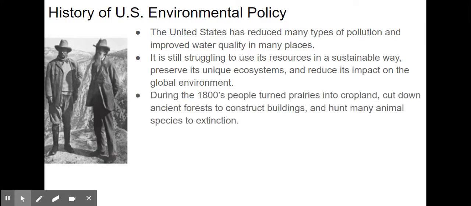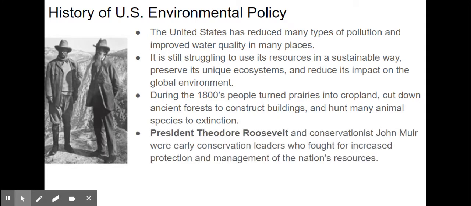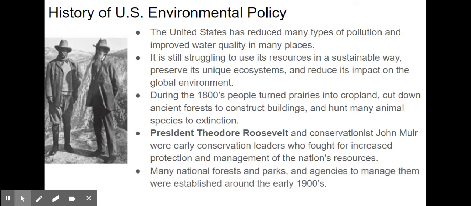During the 1800s, people turned prairies into croplands, cut down ancient forests to construct buildings, and hunted many animal species to extinction. President Theodore Roosevelt and conservationist John Muir were early conservation leaders who fought for increased protection and management of the nation's resources. Many national forests and parks and agencies to manage them were established around the 1900s.